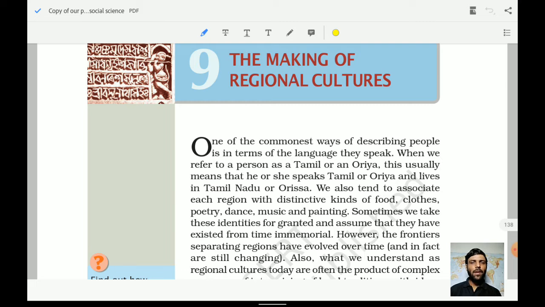In this particular chapter, we will understand about the making of the regional culture. It will provide us a little bit of information about art and architecture and how the different arts developed, such as miniature paintings, and a little bit of information about dance forms. Okay, and also about the different cultures, how they evolve.